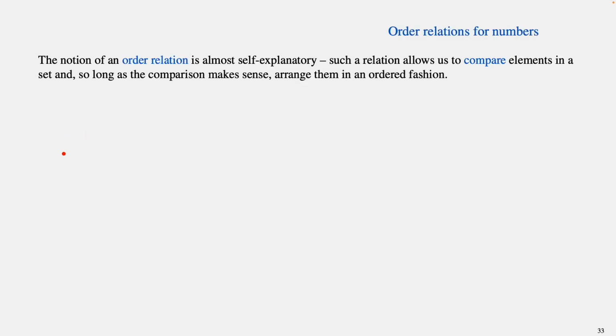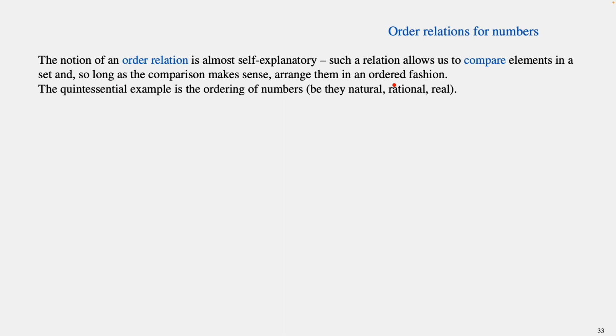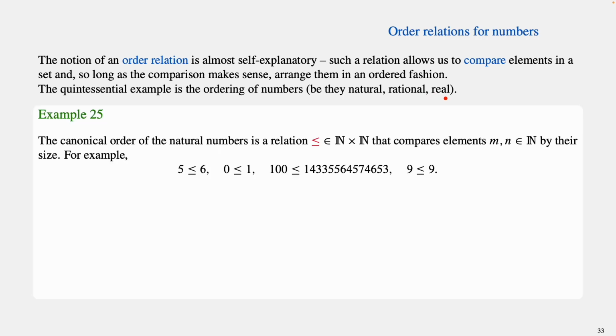Now we study order relations. So the notion of an order relation is almost self-explanatory. Such a relation allows us to compare elements in a set and arrange them in an ordered fashion, as long as these comparisons make sense. And the quintessential example of such an ordering is, of course, the ordering of numbers. And this could be natural, rational, or real numbers. So we look at this example first, and for simplicity, just stick with the natural numbers.